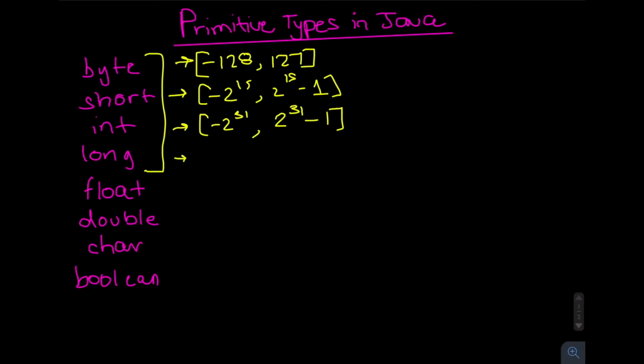Long might be there, but long is the largest, so it holds the most amount of numbers, which is -2 to the 63, I believe, and 2 to the 63 minus 1. And these numbers aren't too important. There's a low chance you're going to get asked what the range of an integer is, but it's just good to know in case you do, right? You might just get a free point there, just by knowing the information.